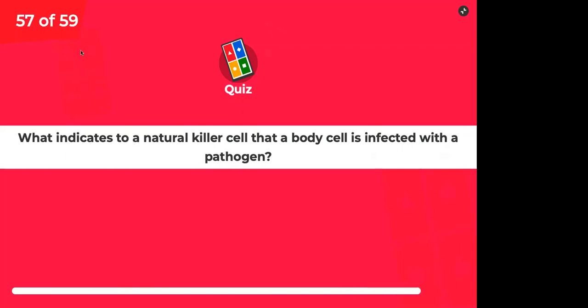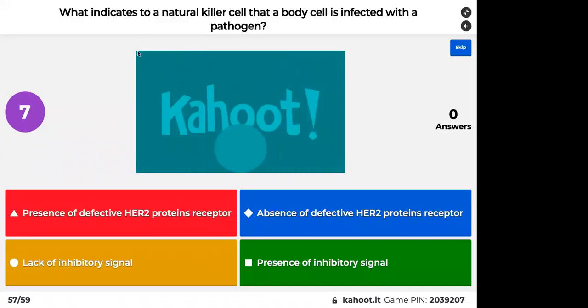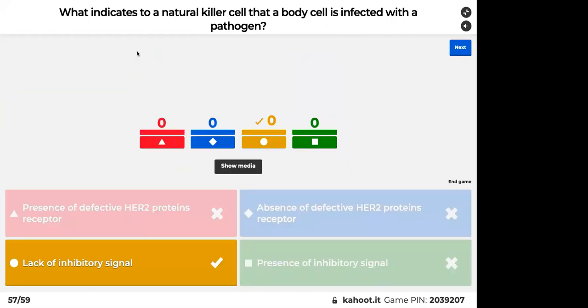So what indicates to a natural killer cell that a body cell is infected with a pathogen? Yep, so lack of inhibitory signal. So a pathogen-infected cell will not have an inhibitory signal. And this is what triggers the natural killer cells to detect them, if that makes sense. Kind of like lots of negatives there, but lack of inhibitory signal is what triggers a natural killer cell to identify a pathogen.